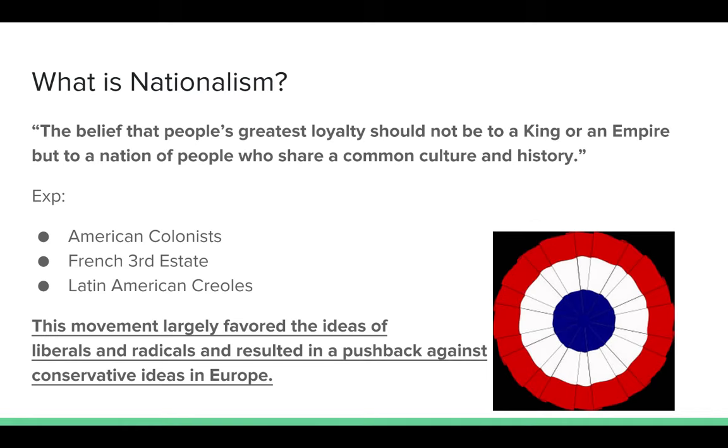They care more about the people of America who have a common culture and history, or the French people who all have a common culture and history, or the Latin American people who all have a common culture and history. It's putting the people or the nation ahead of the interest of the king. So this movement largely favored the ideas of liberals and radicals, and we see a pushback across Europe. We see this movement really pushing against the idea of a monarchy, of a king making all the decisions and ruling absolutely.